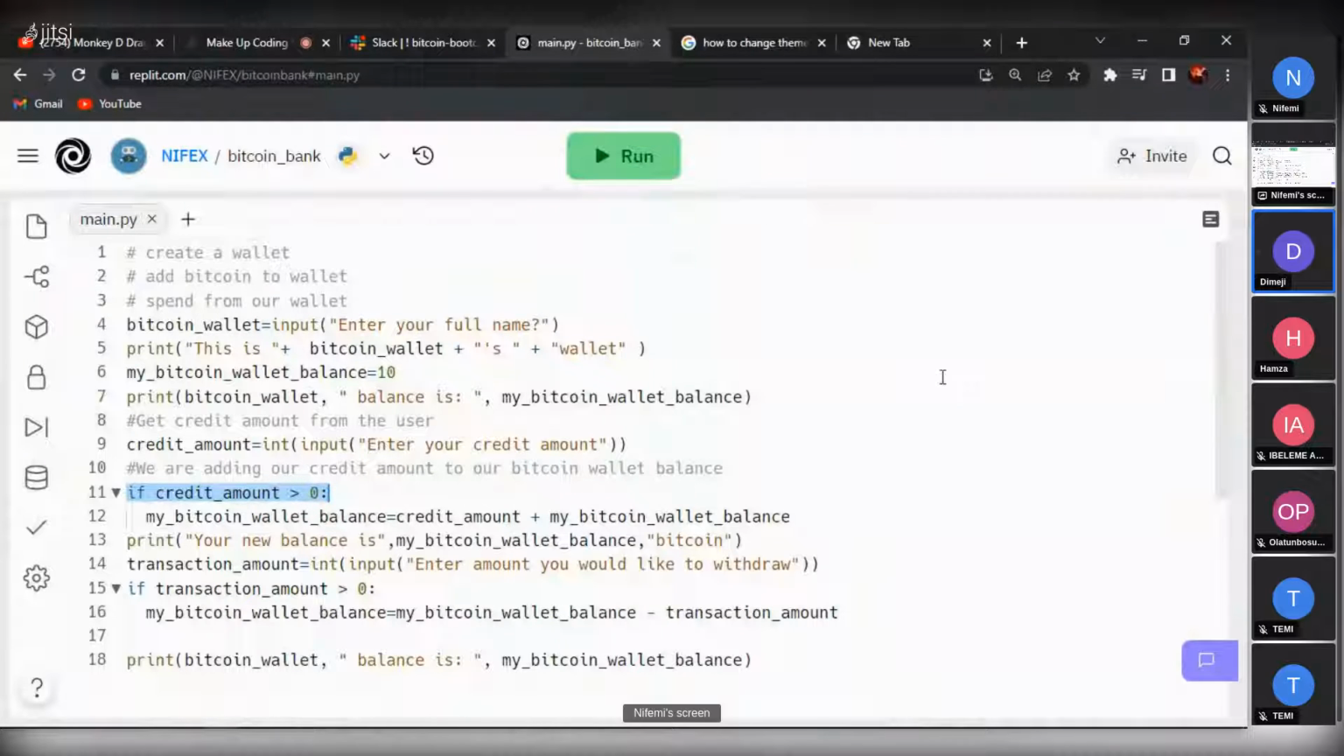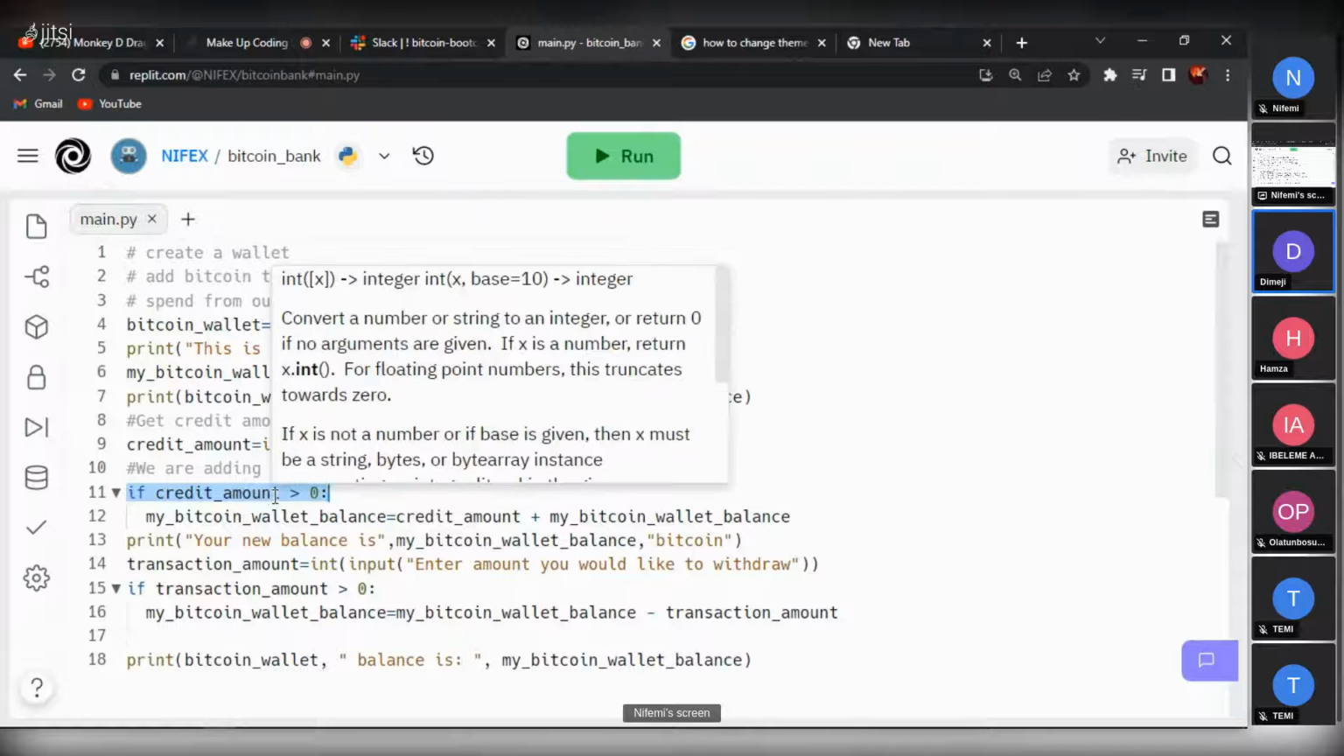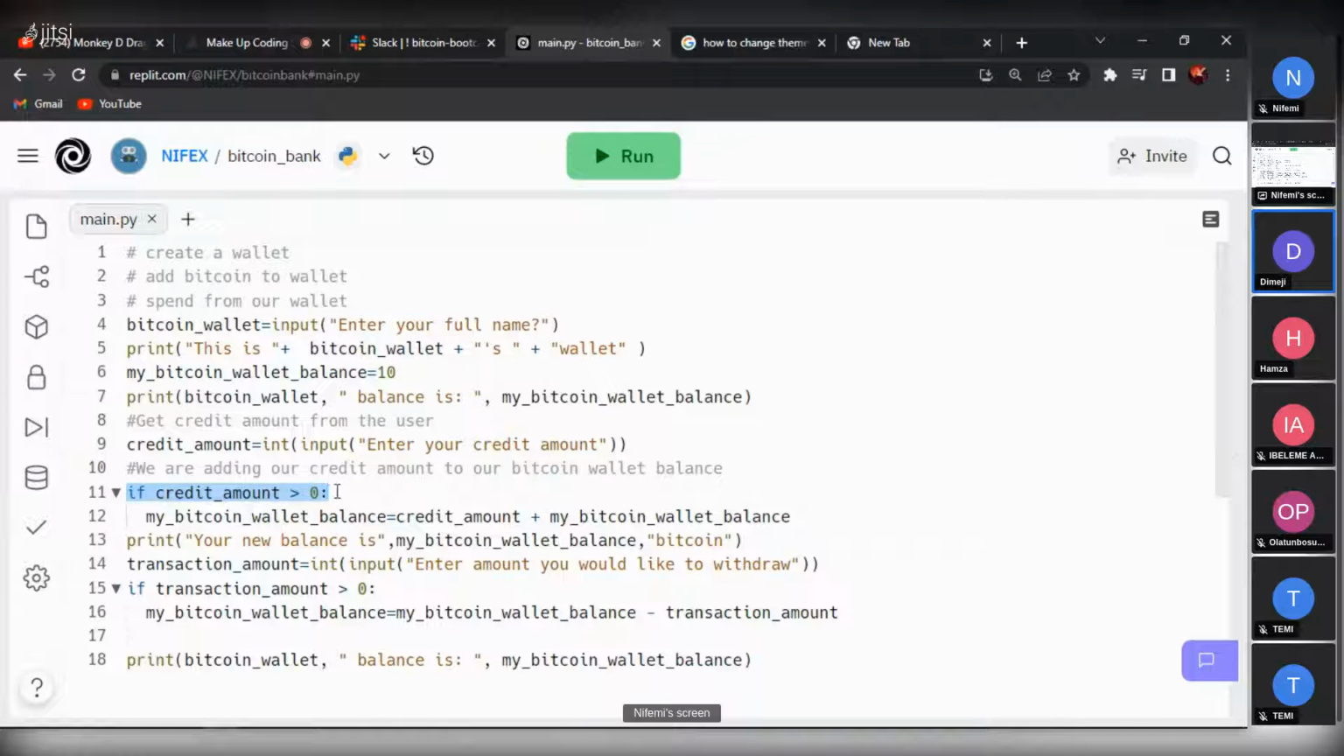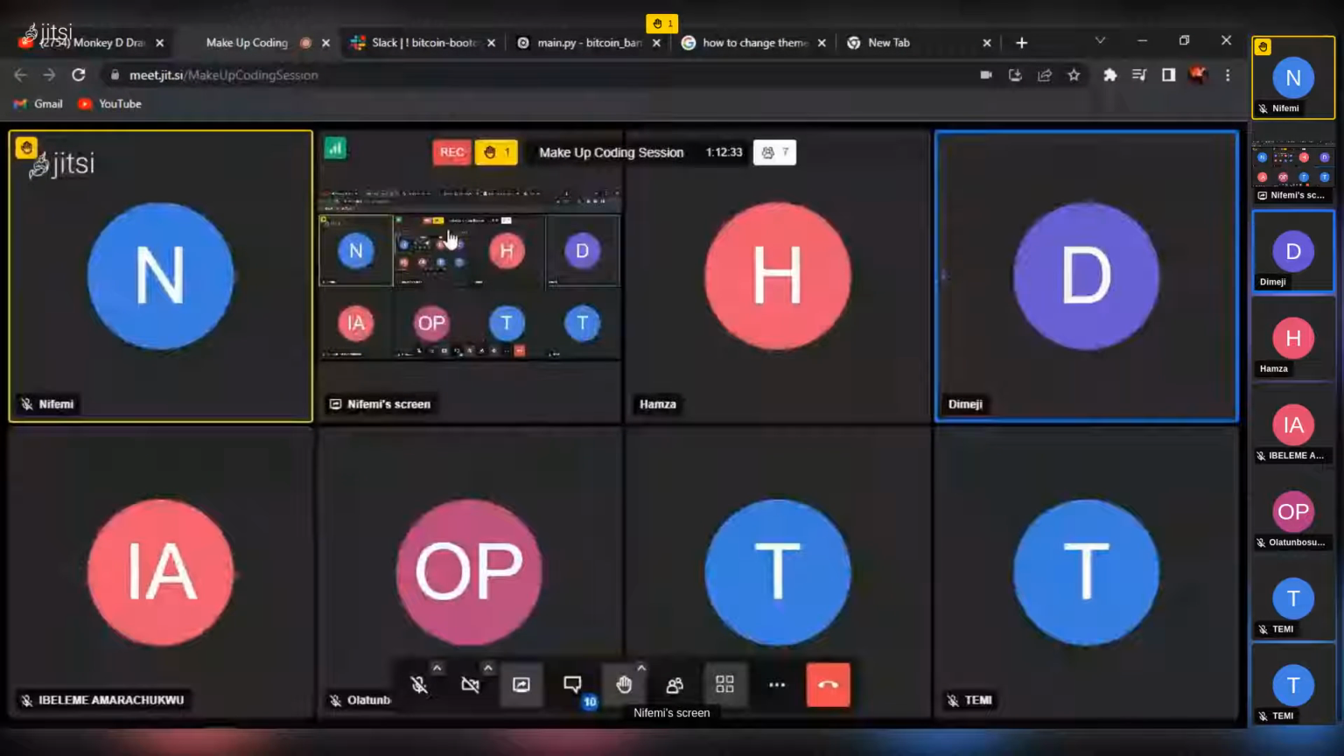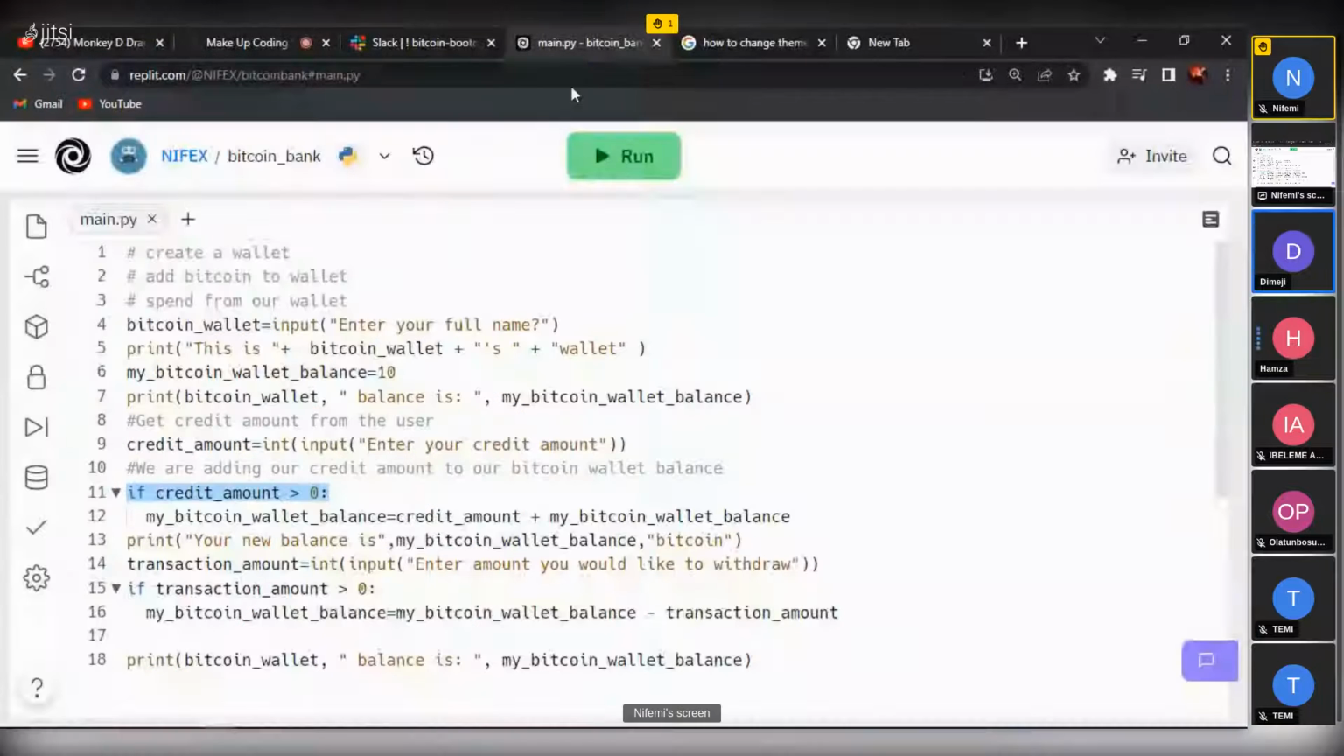We are trying to check that whatever the user wants to credit their account with would always be greater than zero. If it's greater than 0, let us do what is on line 12. But if it is not greater than 0, don't do anything. So if I enter minus 100, would it do anything? No, sir. But if I enter 100, would it do something? Yes, sir. Exactly. So that's what we are trying to do on line 11. We are saying if the credit amount is greater than 0, do what we have there.